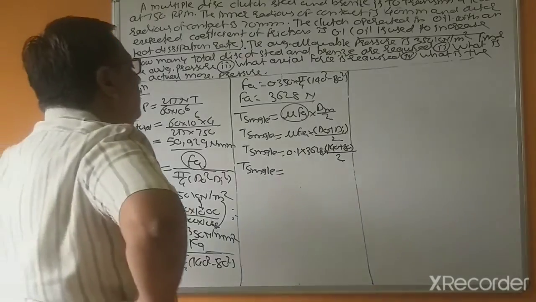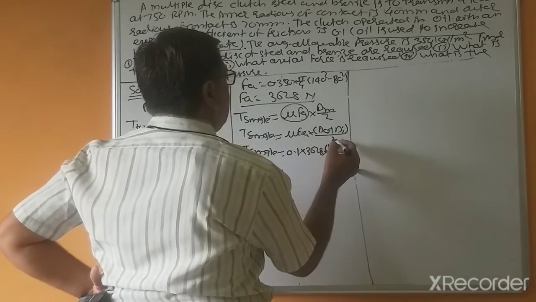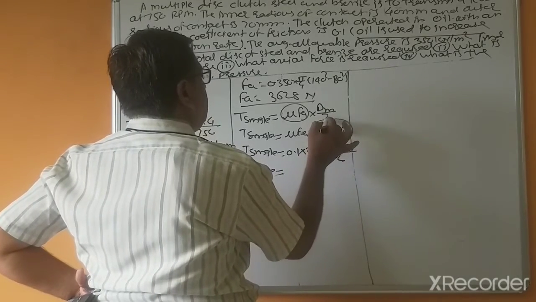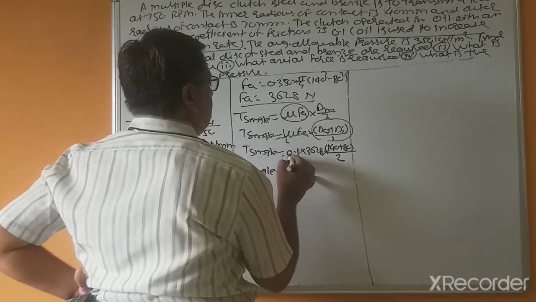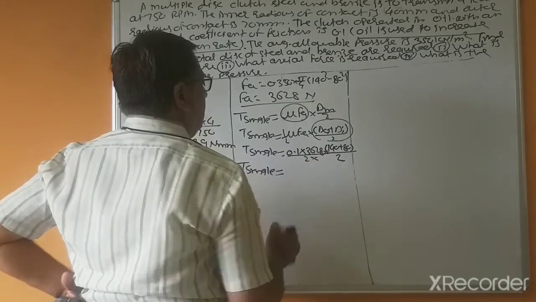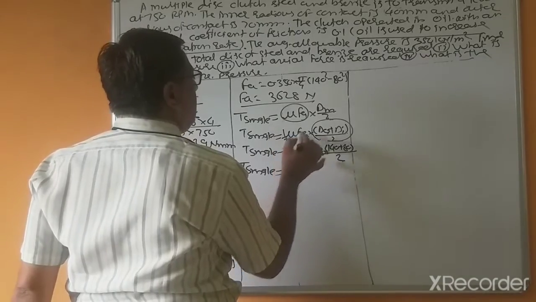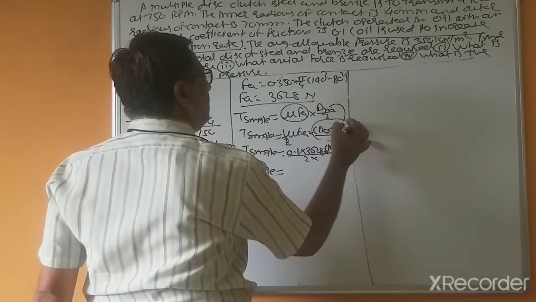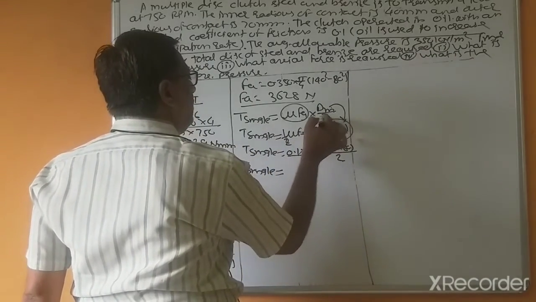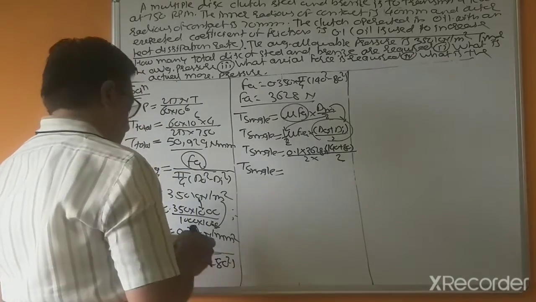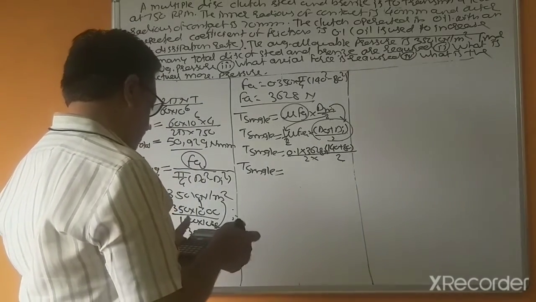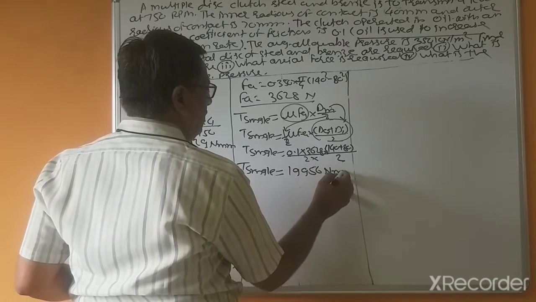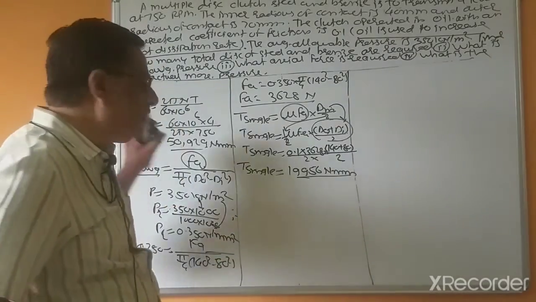So yes, one mistake, because this is dm, only this is dm and this half is multiplied here. So again here multiplied by half. So try to understand, this is the mean diameter dm, and this half divided by 2, giving 19956 Newton mm. So this is for single plate clutch.